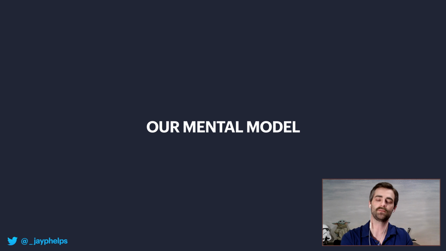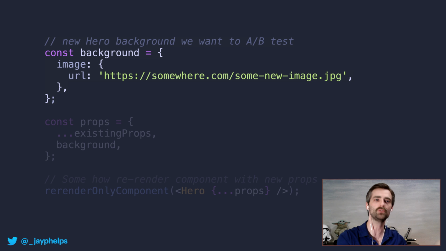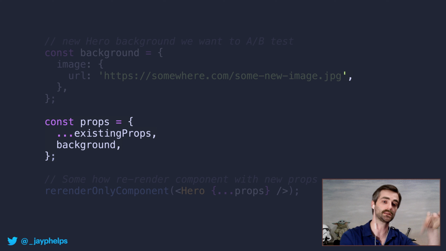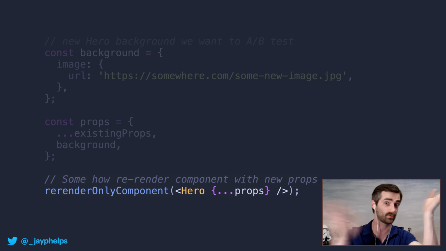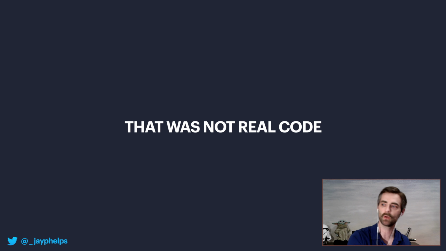wouldn't it be great if you could have a mental model of, like, I've got my new background that I want to pass in, but I don't want to touch any of the other props to the component. I just want to take the existing props, spread those in, add a new background, and somehow wave your hands and say, re-render that particular component only, and then put that on the page. But cache everything else, right? Cache the entire page, but only re-render that particular component and do it in some way that's performant, wherever that is. So obviously that's not real code.